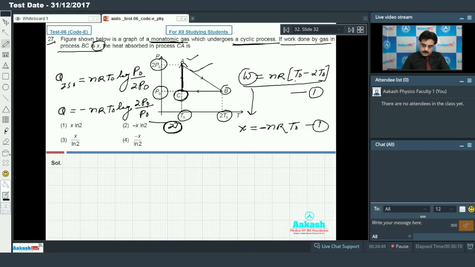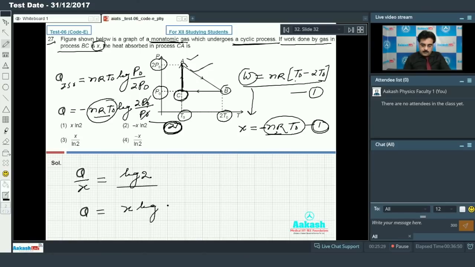And now I am going to take equations 1 and 2. If I divide equation 1 and 2, we'll get Q upon X on the left hand side, and on the right hand side, because nR will cancel out, P0 will cancel out, and nRT0 will cancel out, I have the value of only log 2. So Q is equal to X log 2, because minus and minus will cancel out. So on behalf of that, we can say my final answer is option number 1.